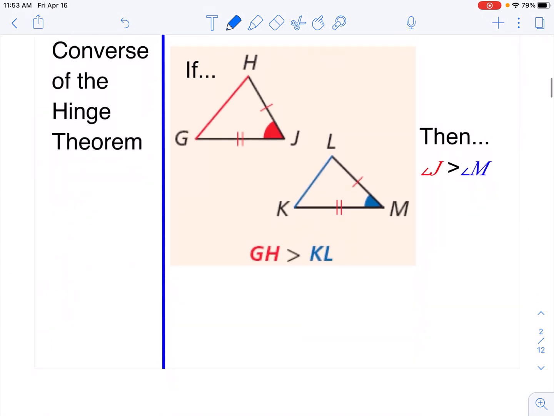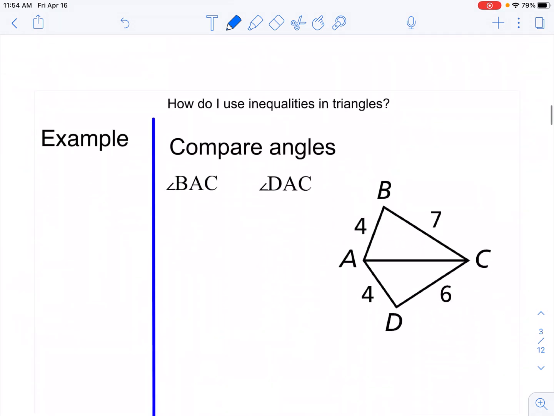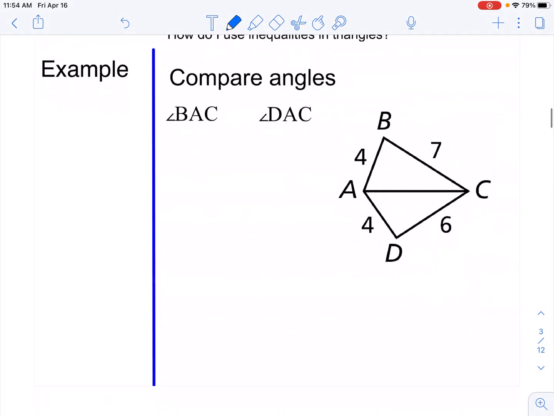The converse is true. Same thing, it's two sides of one triangle congruent to two sides of another, and we're comparing the third side. So if HG or GH is greater than KL, then we can say the angle opposite HG, angle J, is greater than the angle opposite LK, angle M. So we're just comparing angles and sides in this section.